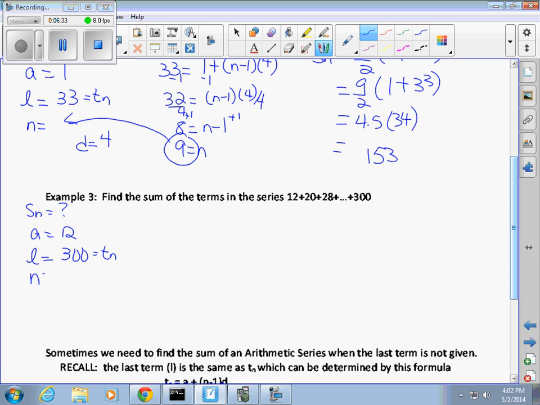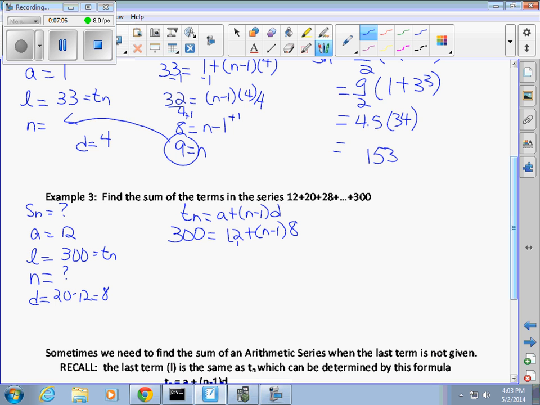I don't know how many terms I have, but I can find my common difference. 20 take away 12 is 8. So knowing that, then I can use my term formula and find out how many terms that I have. So my last term was 300, my a was 12, and my common difference was 8.